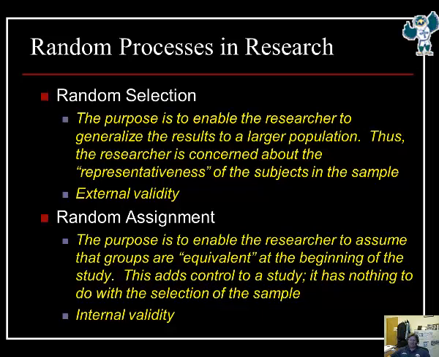Random assignment is once we've selected that group or that total number of people in our study, and we want to have 2, 3, 4 groups in our study doing different things, then we can use randomization procedures to assign those people to those different groups. So random assignment, the purpose is to enable the researcher to assume that groups are equivalent at the beginning of the study.